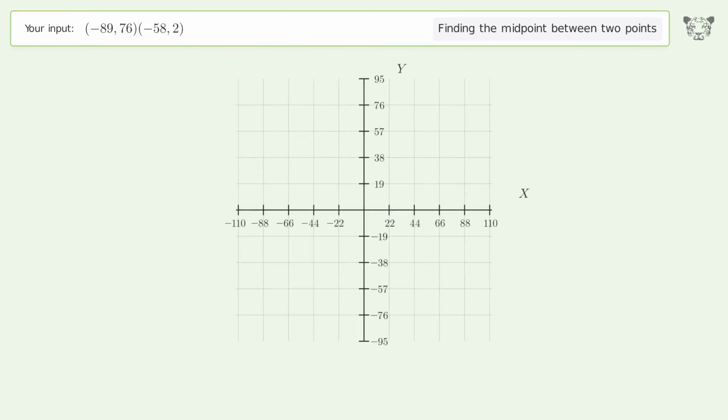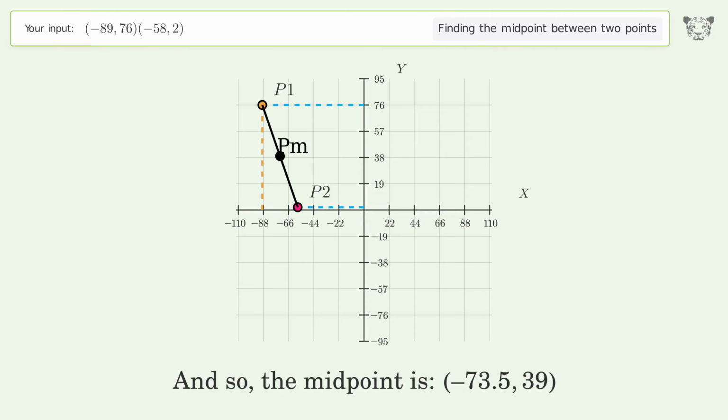And so, the midpoint is negative 73.539.